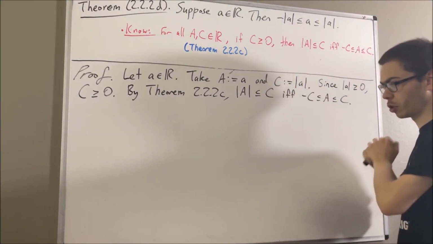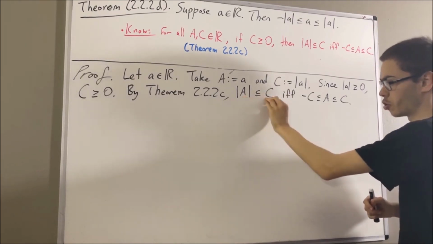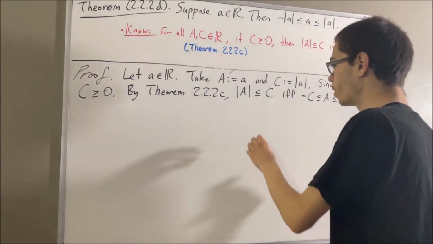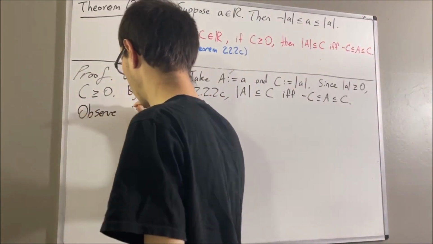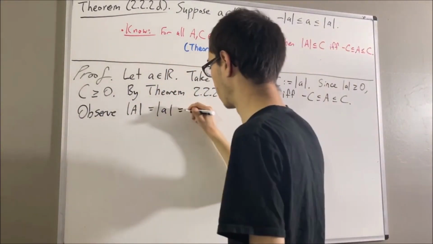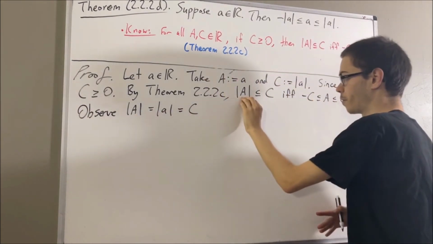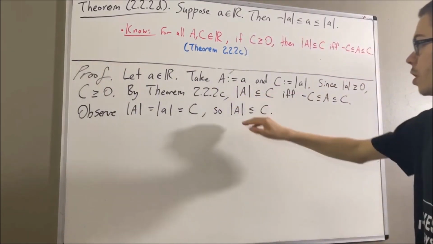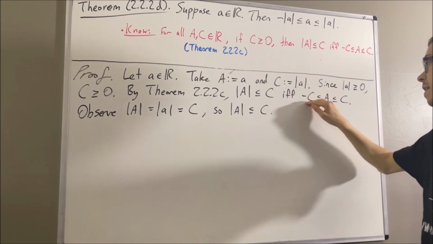And now what we're going to do is show that the absolute value of capital A is less than or equal to capital C. Because if we show that this is true, then this statement tells us that this must be true. Now, we know that the absolute value of capital A is just equal to the absolute value of a. And the absolute value of a is equal to capital C. So, since the absolute value of capital A is equal to capital C, this means that the absolute value of capital A is less than or equal to capital C. So, this statement is true. But since we know that this statement is true, this implies that this must be true.